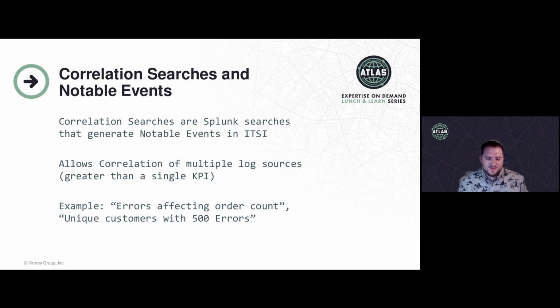Or unique customers with 500 errors. So you might have a KPI that counts 500 errors, but a good correlation search could be when there are 500 errors, and greater than a certain number of unique customers are affected. That could trigger a notable event.